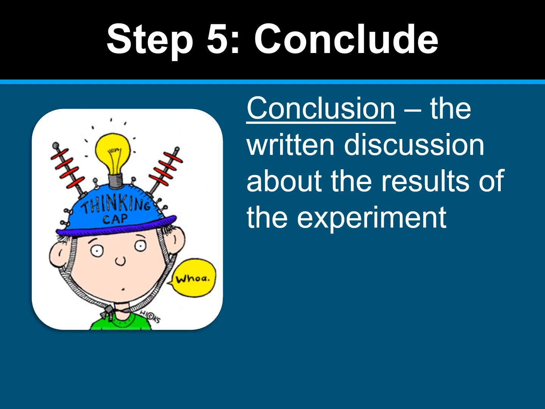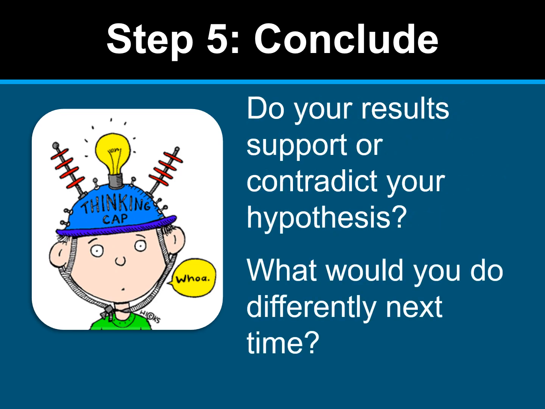After analyzing your results, make conclusions from them. A conclusion is the written discussion about the results of the experiment. Do your results support or contradict your hypothesis? It is important to point out that experiments don't prove whether your hypothesis is right, but they can prove that they are not right. Experiments support our ideas until new data comes up that doesn't.